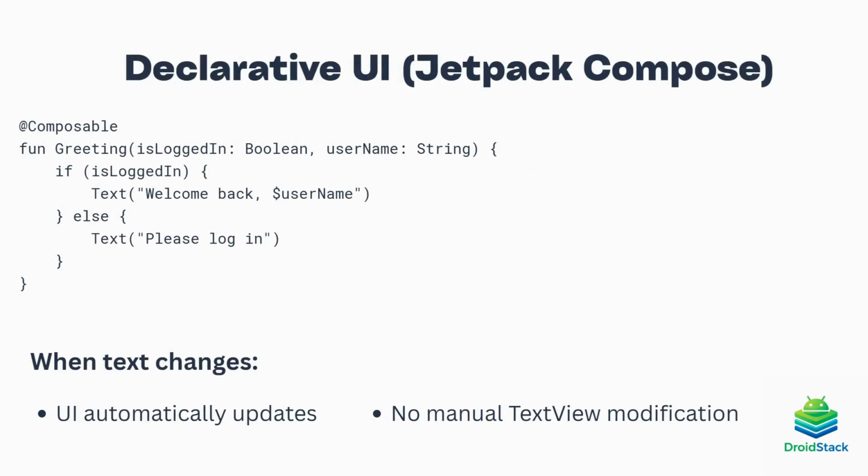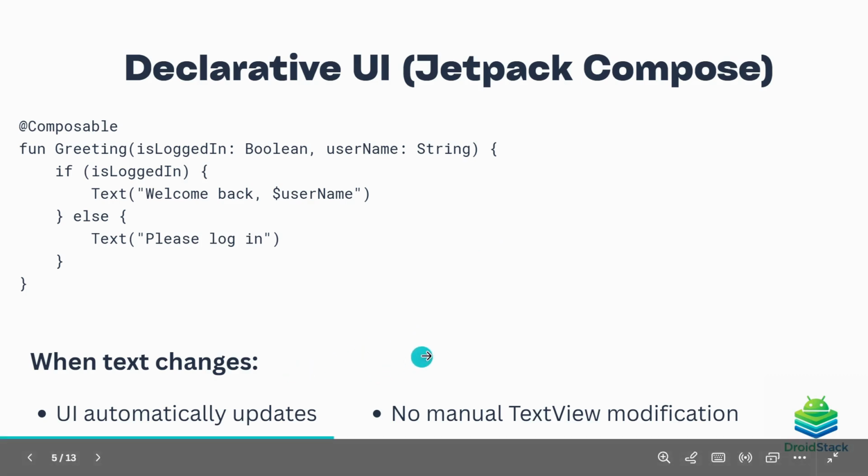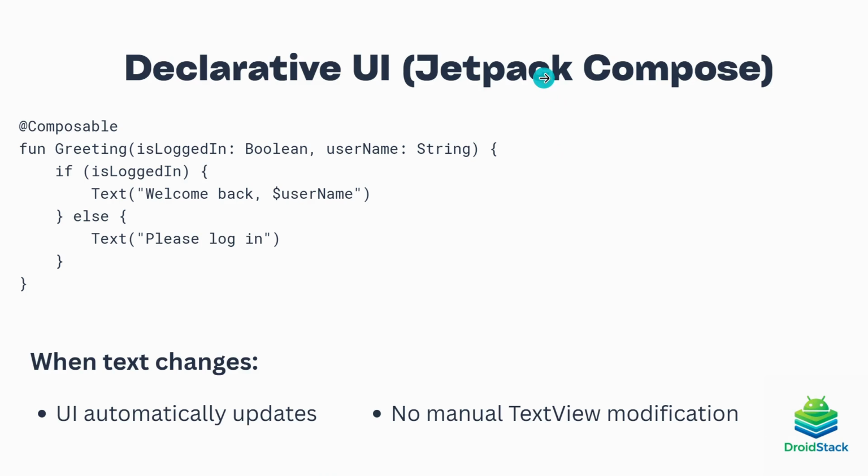Now let's look at the same example using Jetpack Compose. Here, we create a composable function called Greeting. We simply describe what should be shown based on the state. If the user is logged in, show "Welcome back", otherwise show "Please log in". Notice something important here. There is no TextView, no findViewById, no manual UI updates. When the state changes, the UI automatically updates.